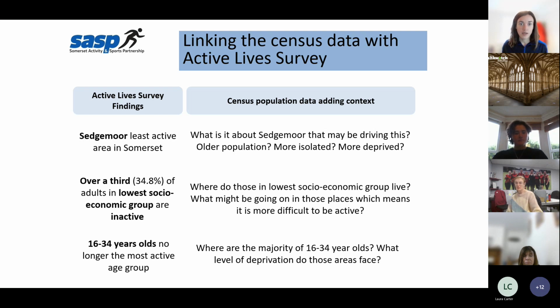age group. And what we found when we looked at the population data is that we were thinking about what is it around Sedgemoor that might drive that? Is it the older population, more isolated, more deprived? Where are the lowest socioeconomic group people? Where do they live? And what might be going on in those places which means it's more difficult to be active? And also, where are the majority of that young age group, and what level of deprivation do they face?